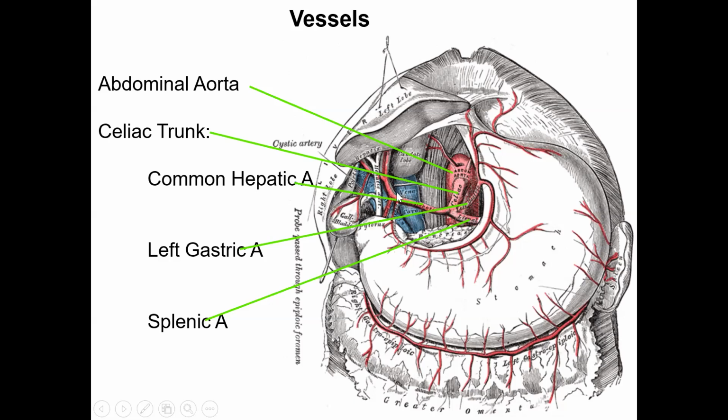So that's the common hepatic artery here on the right. That is going to supply the liver. There's the left gastric artery here on the left. That is going to supply the stomach for the most part. And then the third branch is the splenic artery, which is running behind the stomach. So we're only seeing a part of it here. And that is heading towards the spleen to supply the spleen with blood. So common hepatic to the liver, left gastric to the stomach, and splenic around here to the spleen.